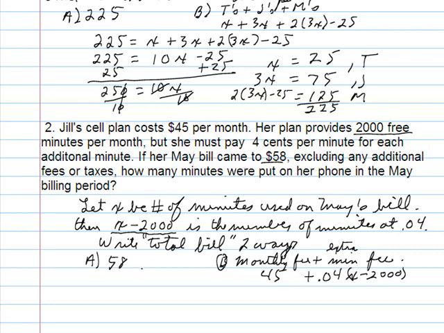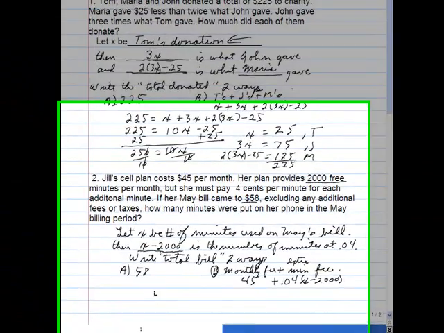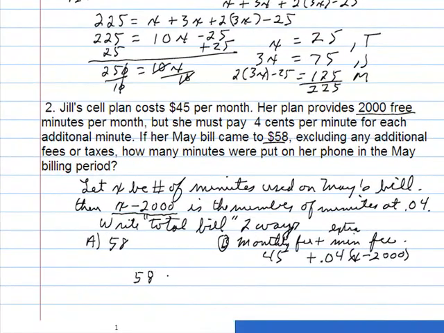So now I'm ready to go ahead. 58 is the total bill. 45 plus 0.04 times x minus 2,000 is the total bill. So both of those have to be the same. So I say 58 is equal to 45 plus 0.04 times x minus 2,000. I'm going to let you go ahead and stop the recording now so that you can work that out, and then after you come back you can see if you worked it out the same way that I did.